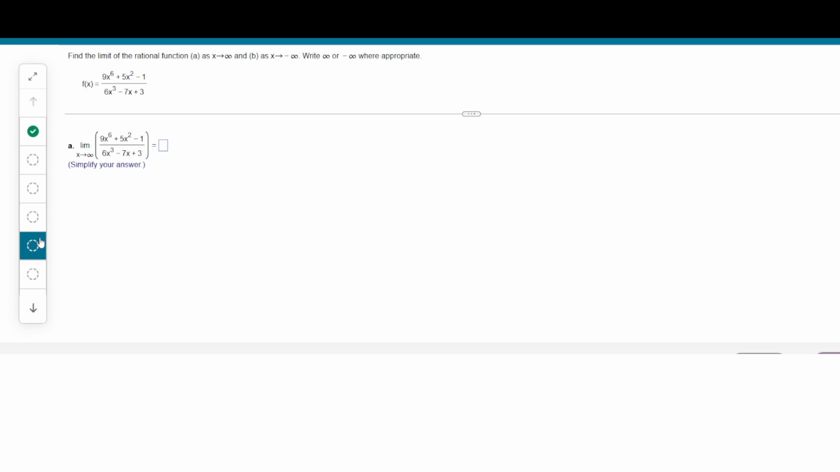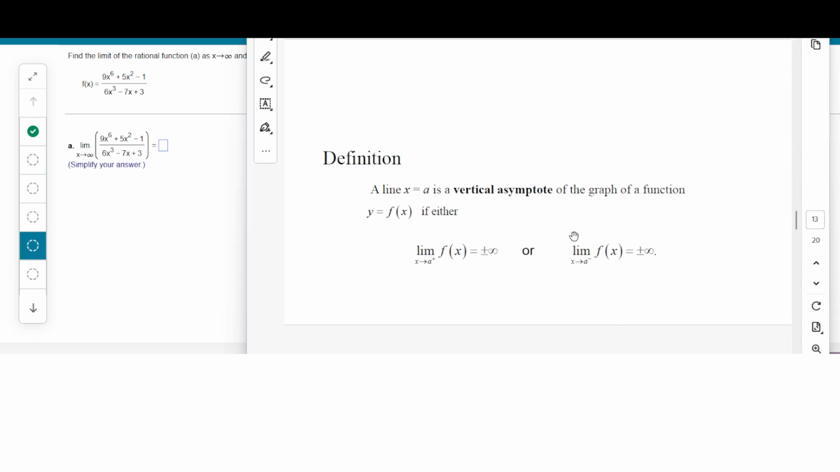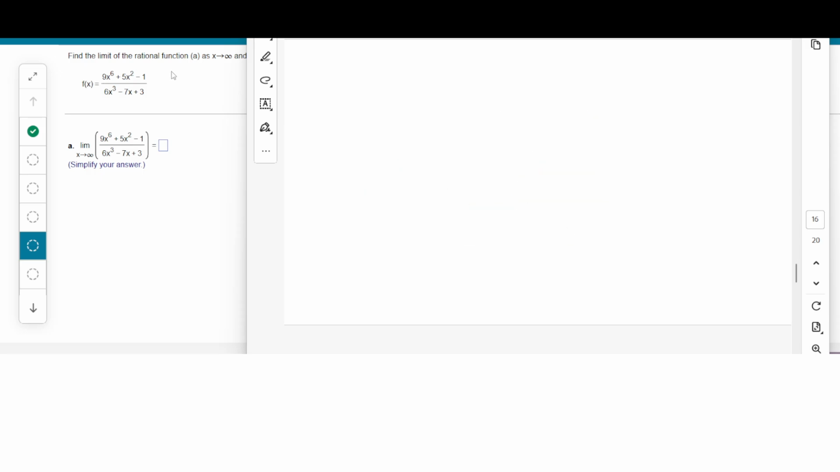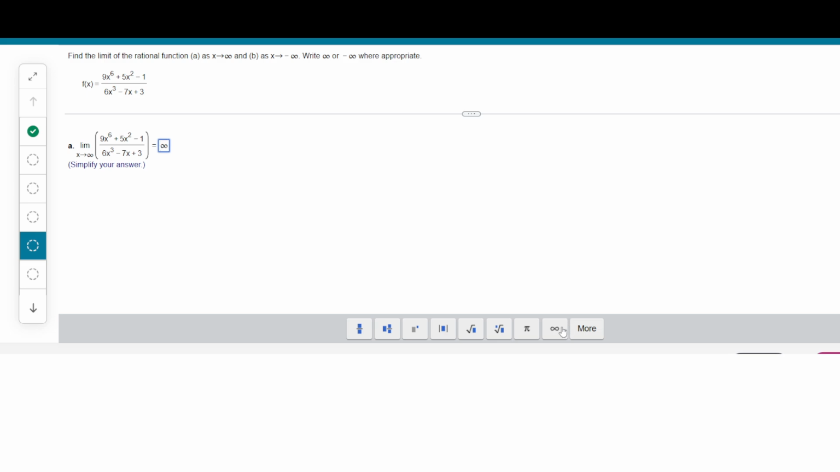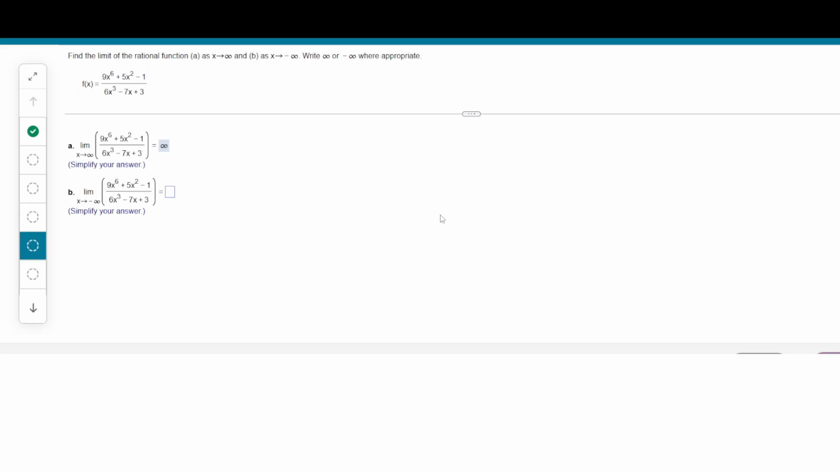Let's go to the next example here. Find the limits of the rational function as x approaches infinity. Look at here. You can see the function. The function on the top is a polynomial function with degree 6. The function on the bottom has degree 3. When x approaches infinity, because its power on the top is higher, it goes to infinity faster than the bottom. That's why the value would be infinity, because the top part goes to infinity faster than the bottom part.